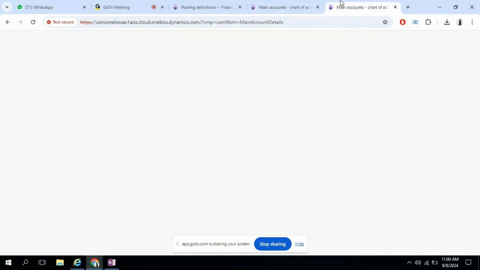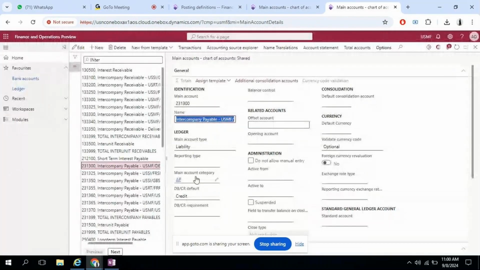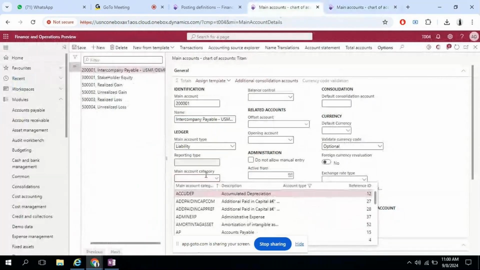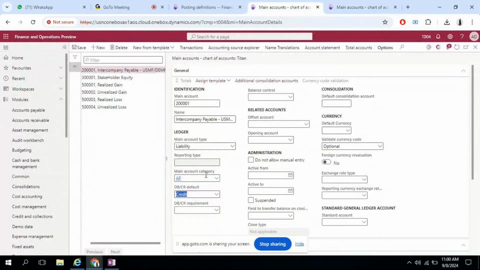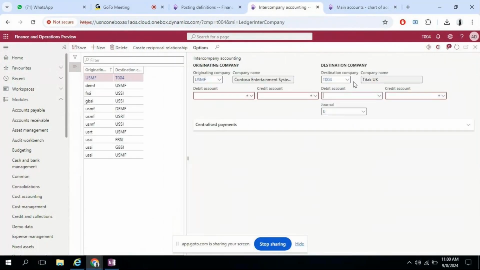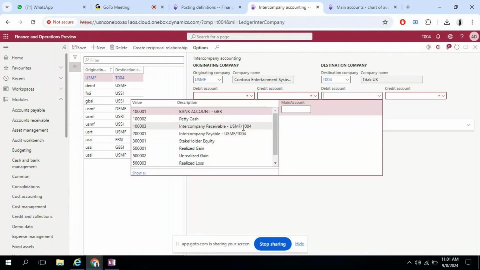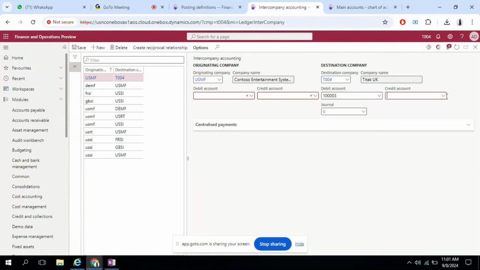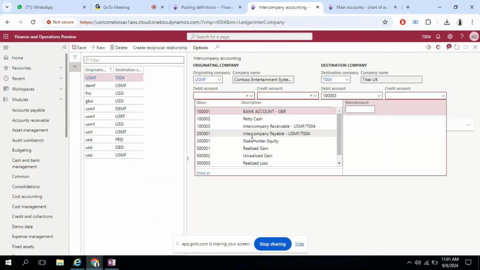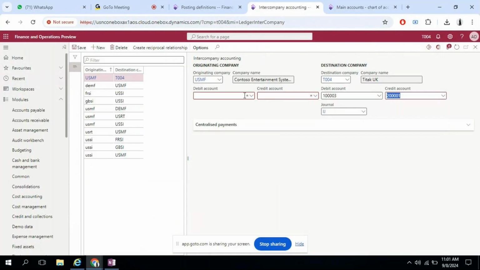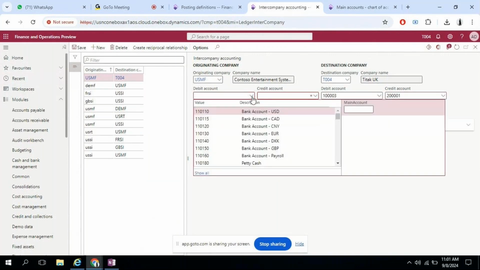Main account category, we will take the main account category from here, so it will be kept as EP. Okay, EP means accounts payable. Okay, payables are always liability. Okay, save it. Now go back, mention these two accounts over here. The debit account, which will be an intercompany receivable, credit account, which will be an intercompany payable, and now there is a debit amount, credit amount required at the USMF side also.